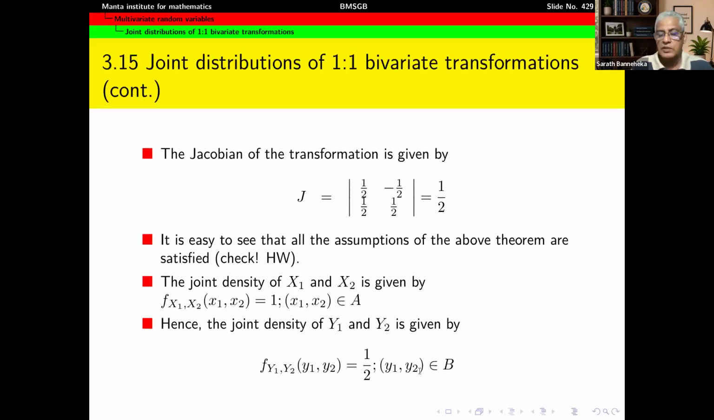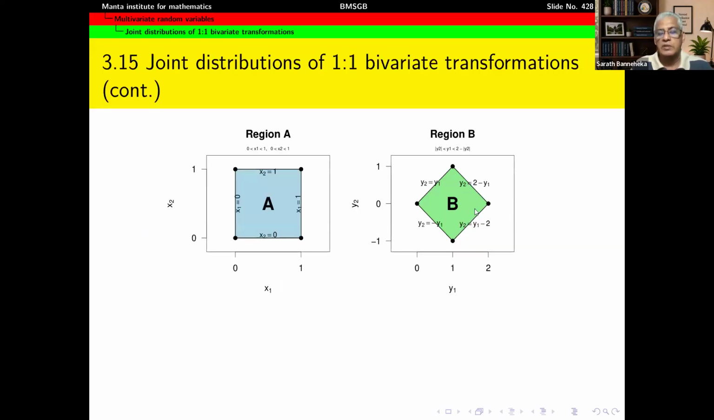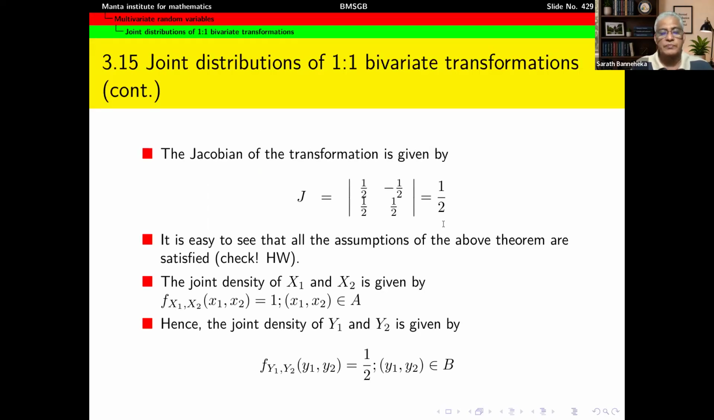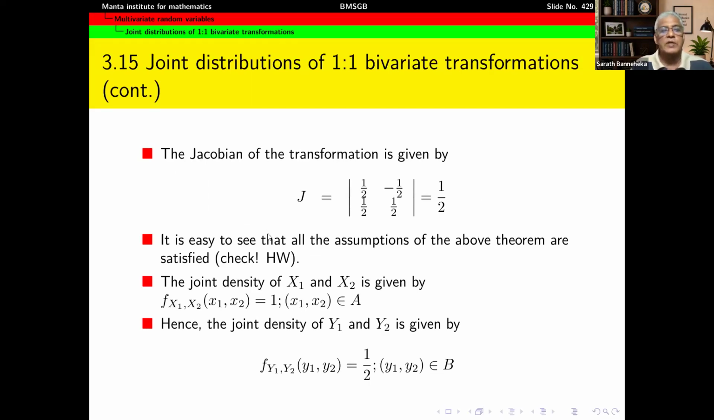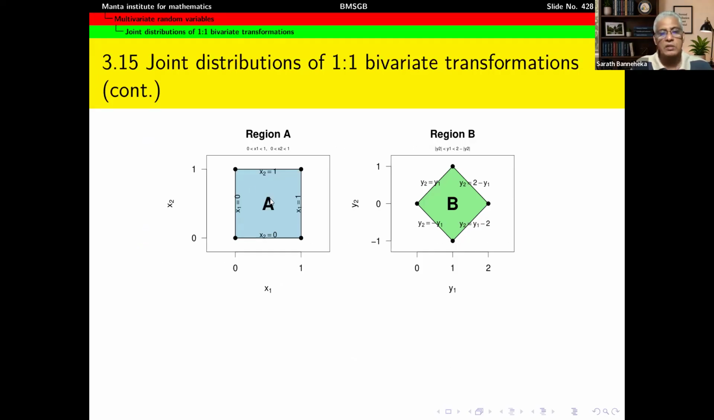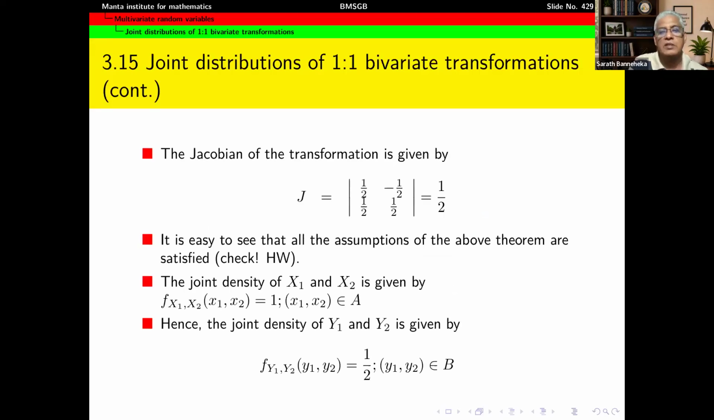But now on this rectangle here, the height of the joint density of x1, x2 is 1 over this region. The height of the joint density of y1, y2 is just half over this region. That is because the area here is 1 and the volume becomes 1 when the height is equal to 1. But the area here is 2. And therefore, for the volume to be 1, it has to be a height of half.